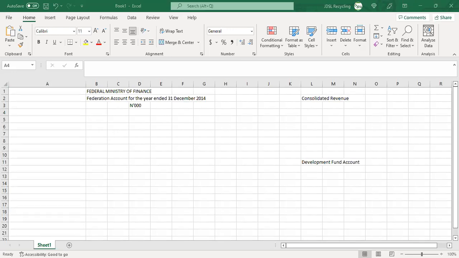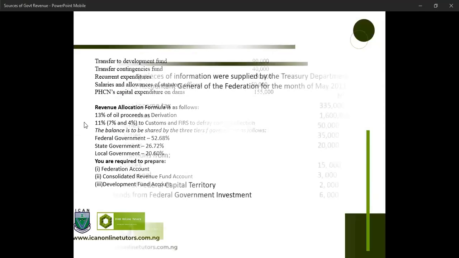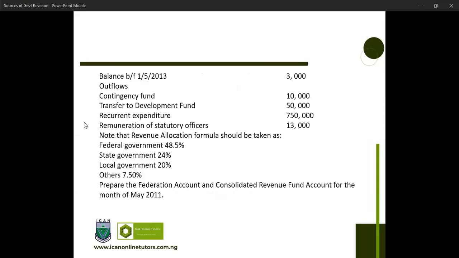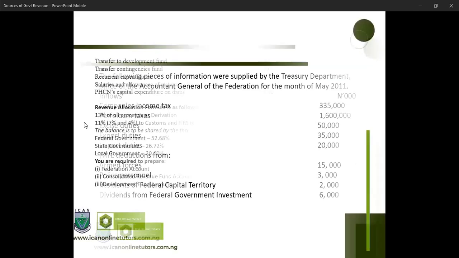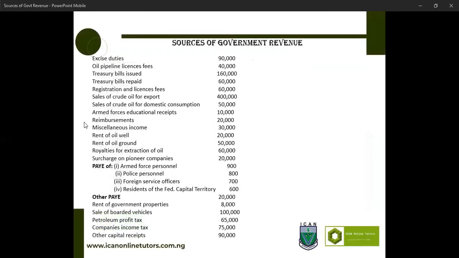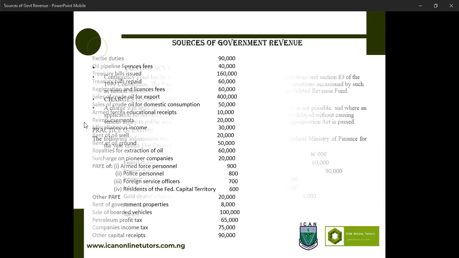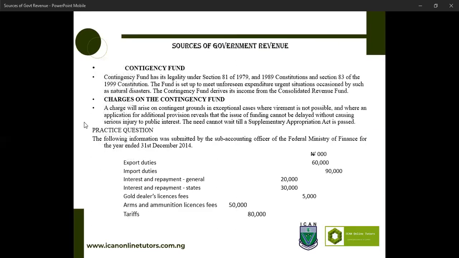Okay, now let's start picking the information. Exports, imports, 1690. This one, they are going to Federation, right? Federation accounts, yeah. Export revenue 60, imports are 90.